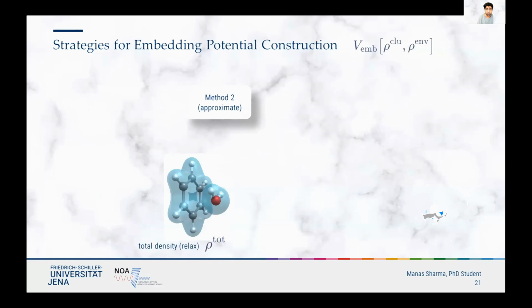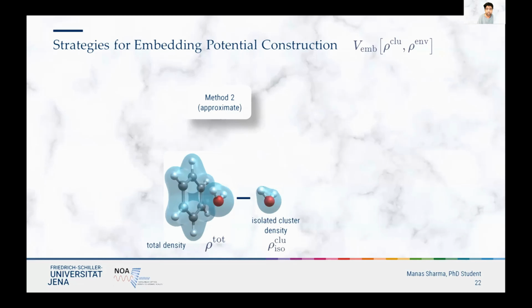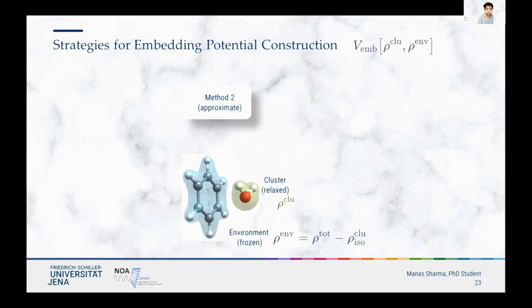Next, we have method 2, where I relax the density of the total system using some lower level method like LDA-DFT. Then I relax the density of the isolated cluster, again using the same lower level method. And then I subtract these two to get the environment density. Then again, we plug the environment density just like before into the embedding potential. And then we relax the cluster density in the presence of this embedding potential, in which the environment density is a difference of the total and isolated cluster density.